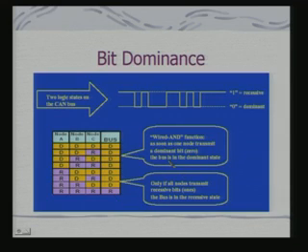And bit dominance basically tells you the basic combination. So, effectively it is a wired AND function. So, the basic connection mechanism can again be implemented through a simple wired AND.